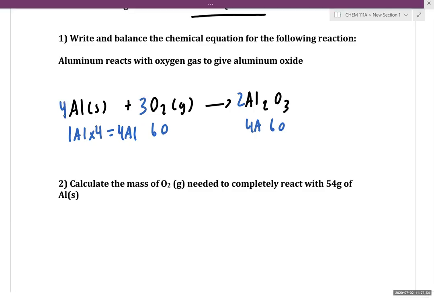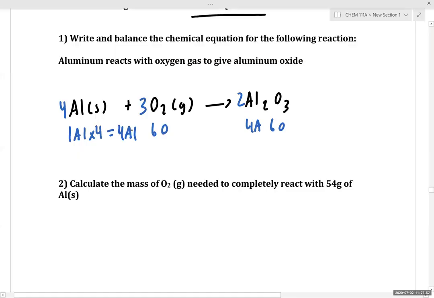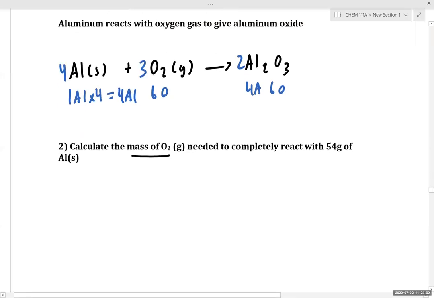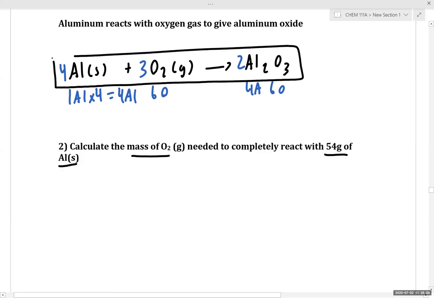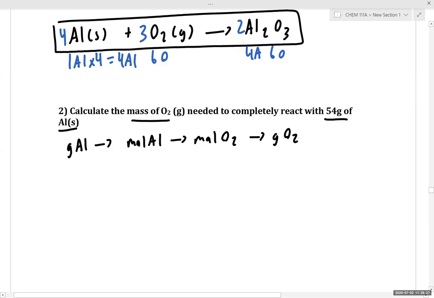Okay, so now that we have that set up, we're asked to calculate the mass of oxygen needed to completely react with 54 grams of aluminum, okay? So we have our balanced equation right here. So then we're going from grams of aluminum. Again, we're always going through moles. So we're going to moles of aluminum, to moles of oxygen, to grams of oxygen. Okay, so starting with 54 grams of aluminum, we know that in 1 mole of aluminum, we have 27 grams.